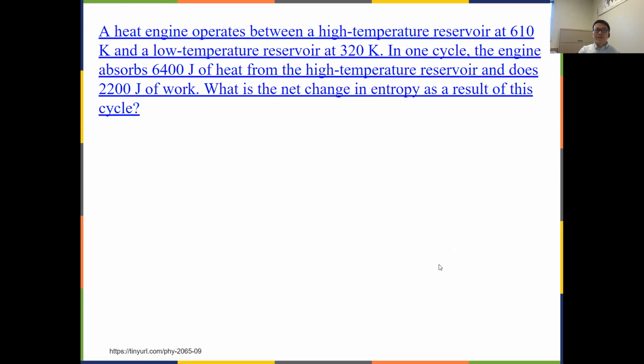So let's take a look at a couple of examples on entropy first. It says a heat engine operates between a high temperature reservoir at 610 Kelvin and a low temperature reservoir at 320 Kelvin. In one cycle, the engine absorbs 6,400 joules of heat from the high temperature reservoir and does 2,200 joules of work. What's the net change in entropy as a result of this cycle? Okay, so there are two reservoirs involved. The net change in entropy should be the entropy change of the hot reservoir plus the cold reservoir. Okay, so let's take a look at this one.